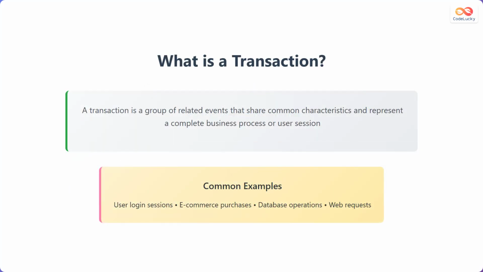A transaction in Splunk is a group of related events that share common characteristics and represent a complete business process or user session. Think of it as connecting the dots between individual events to tell a complete story. Common examples include user login sessions where you track from login to logout, e-commerce purchases that involve multiple steps, database operations that span multiple queries, and web requests that form a complete user journey.